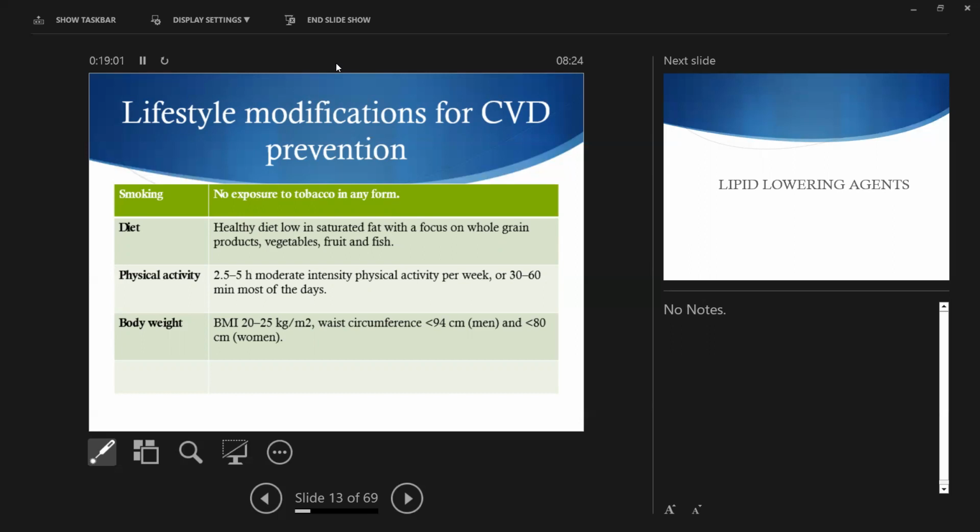with mainly focus on whole grain products, vegetables, fruits, lean fish, and poultry. And we recommend physical activity, 2.5 to 5 hours of moderate intensity physical activity per week, or 30 to 60 minutes of physical activity on most of the days, at least 5 days a week. And body weight should be optimized. So it should be maintained at a BMI of 20 to 25, or a waist circumference, which is a better indicator, of less than 94 centimeters for men and less than 80 for women.